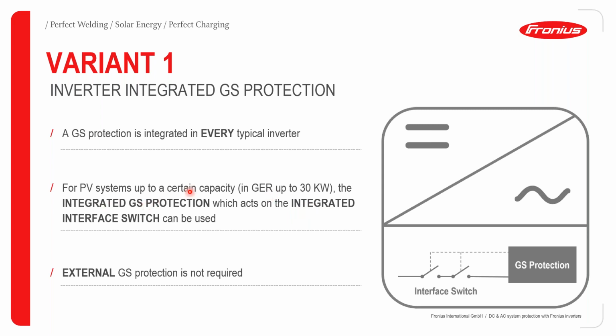For systems up to a certain capacity, in Germany, as an example, for systems up to 30 kilowatts, the integrated GS protection, which acts on the integrated interface switch, can be used. As you can see in this case, we have the already integrated GS protection, which acts on the interface switch in series. For this, no external GS protection is required.